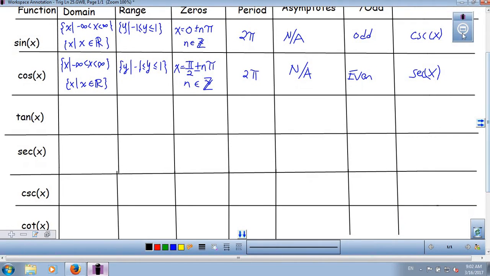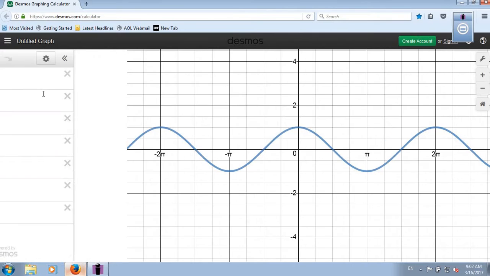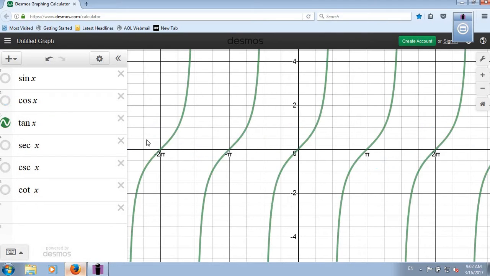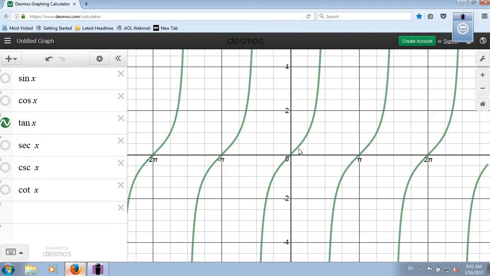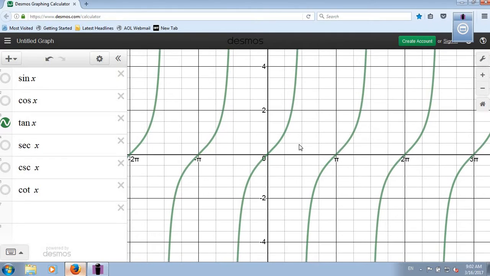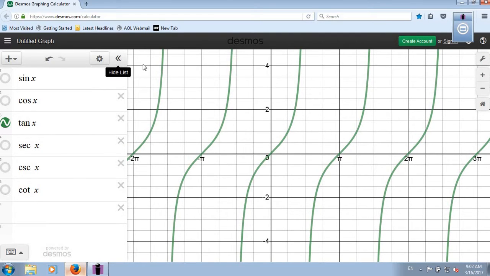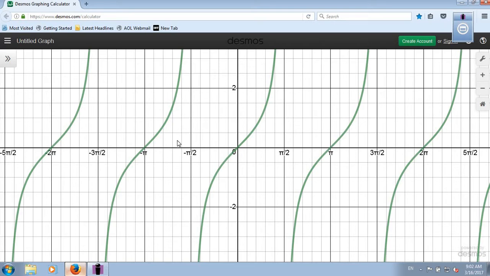Alright, so now let's go ahead and take a look at tangent. Tangent is the reciprocal of cotangent, but tangent is also sine over cosine. So it's very important to understand what tangent is. Alright, so let's take a look at the tangent graph. Now, tangent is very special because it has asymptotes. So the domain is going to exclude the input where it's not valid.